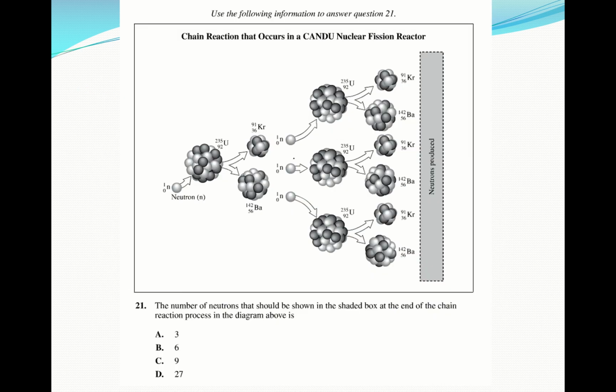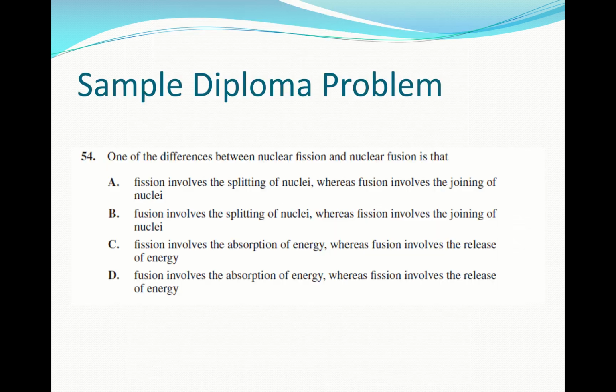Okay, this one, whenever we shoot a neutron, it releases 3 more, right? So when this neutron hits this one, it'll release 3. When this neutron hits this and they split, it'll release 3. And when this neutron hits that one, it'll release 3. So we will have a total of 9 neutrons. One of the differences between fission and fusion: fission is splitting nuclei, where fusion is joining them together.